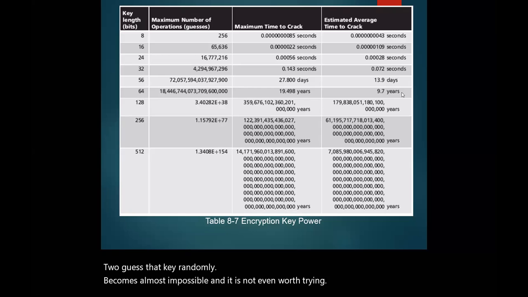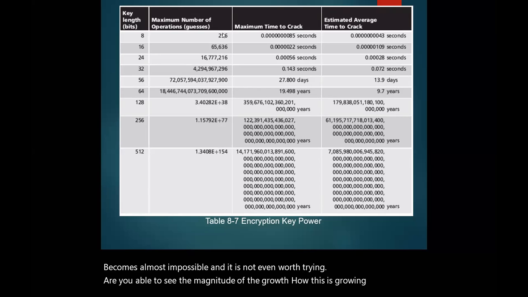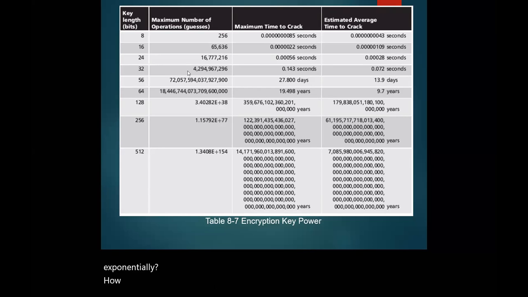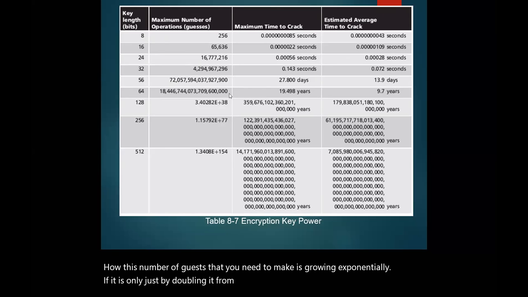Are you able to see the magnitude of the growth? How the number of guesses that you need to make is growing exponentially, right? By just doubling the key from 32 to 64, you see the difference between a 32-bit security and 64-bit security.